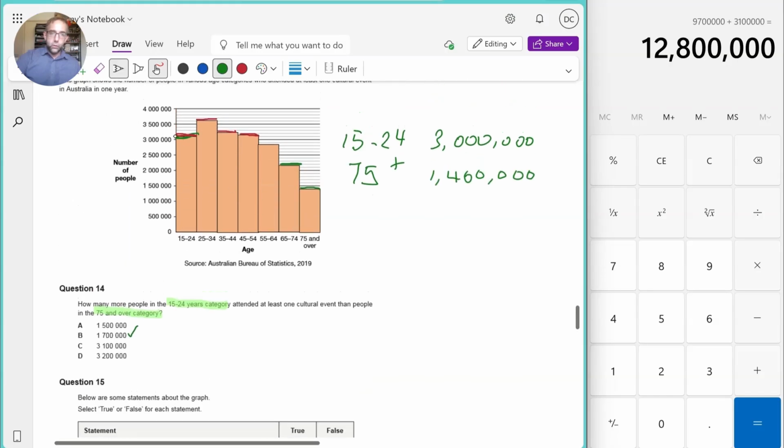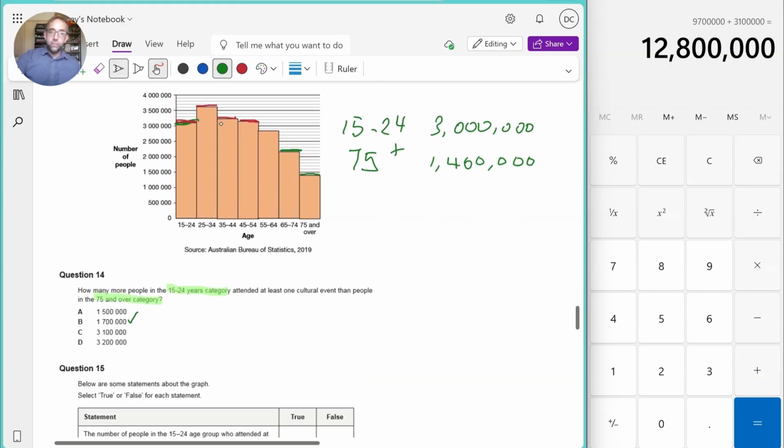Or we could have used a shortcut. Well, these are all above 3 million. So we must have more than 4 lots of 3 million, which is 12 million.